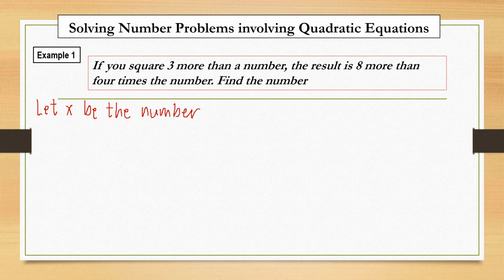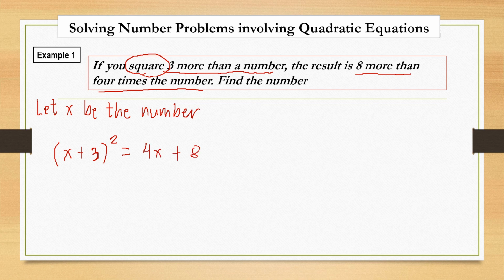So we have here, if you square 3 more than a number, so how do we represent 3 more than a number? If the number is x, we have x plus 3. So it says here, if you square 3 more than a number, so that would be quantity x plus 3 raised to the second power. The result is 8 more than 4 times the number. So that would be is equal to 4x plus 8. 8 more than 4 times the number.